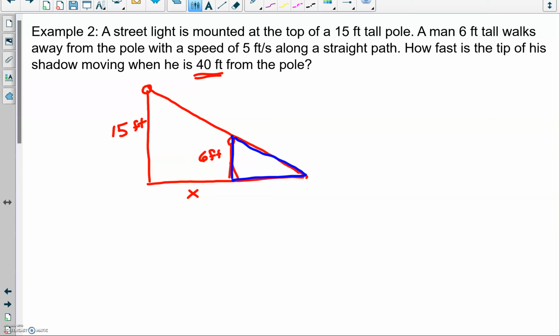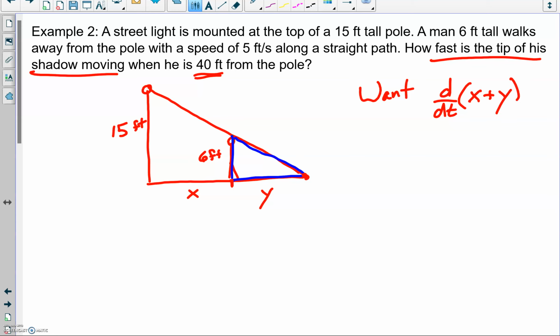So I'm just going to call X the distance the man is from the pole, and then the tip of the shadow way out here would be another distance Y from that man over to the tip. So what we really want in this case, how fast is the tip of his shadow moving? So we want the d/dt of this X plus Y distance. That gives me the tip of the shadow from the light pole.